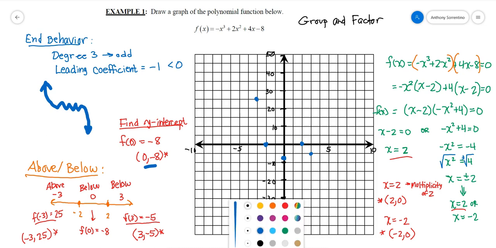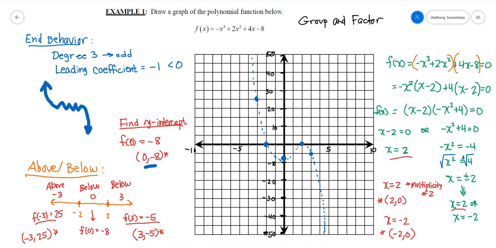Based on what I'm seeing with the graph so far, it looks like it's going to do something along the lines of this. Which certainly does account for the multiplicity of 2 at 2, 0, because it's touching the x-axis but not passing through. Looks like I do have a lowest point around that 0, -8. So I have an idea what the shape looks like.